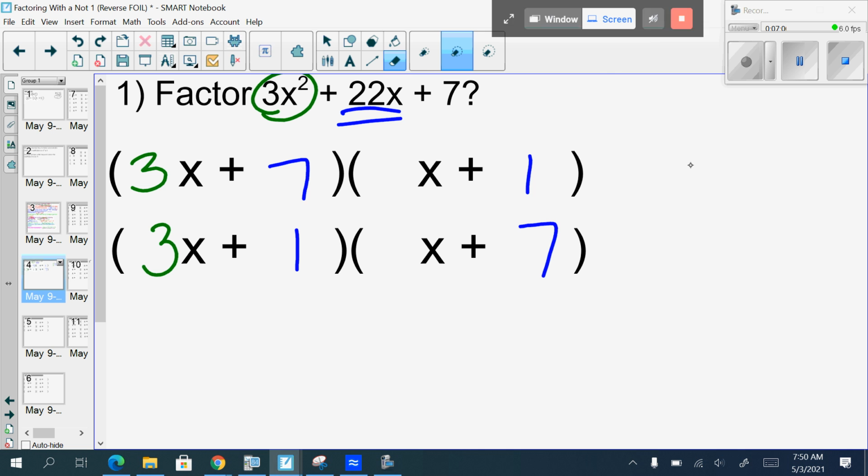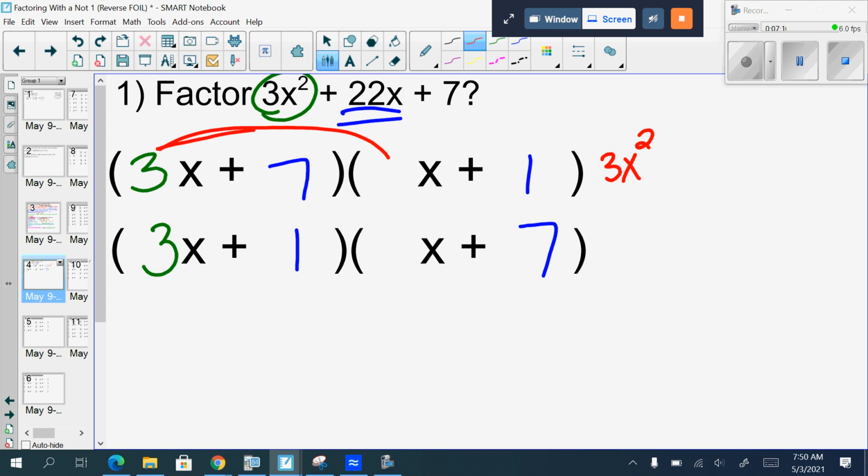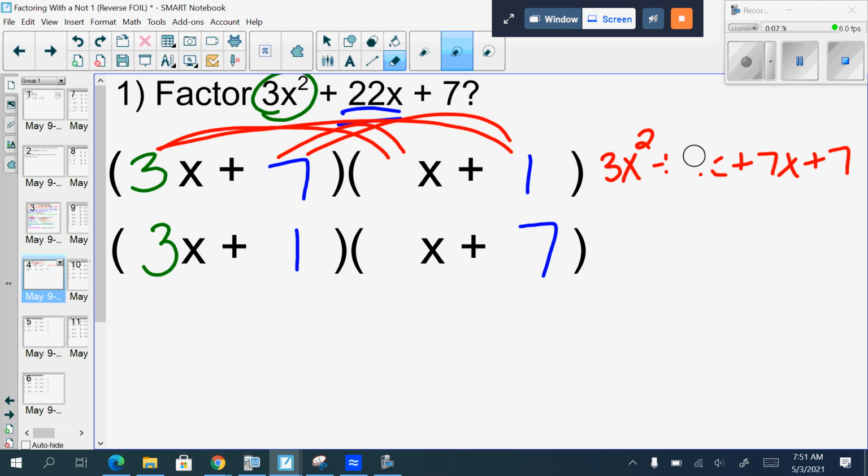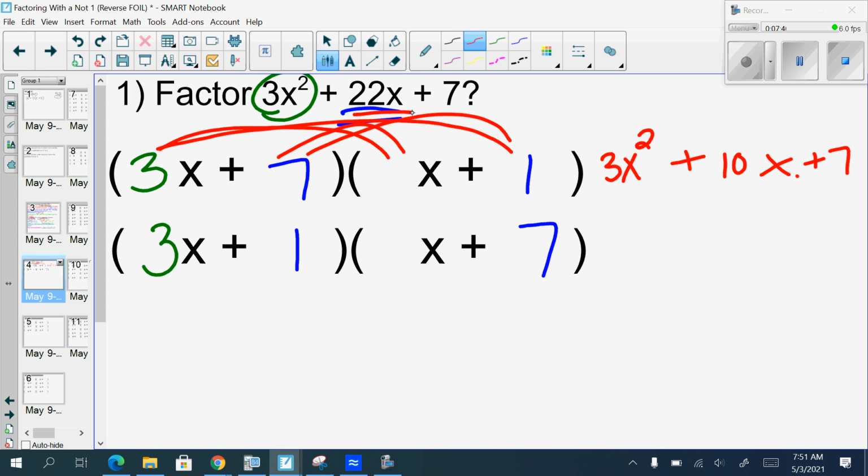So let's go through this and let's FOIL each one of them out now to see which one's the right answer. So here we have 3x times x, which is 3x squared. Outer, 3x times 1 is going to give you 3x. Inner, 7 times x is 7x. Last, 7 times 1 is 7. So then combine your middle terms. 3x plus 7x is going to give us 10x, right? That's not what we're looking for. We're looking for the middle term to be 22x. So hopefully the second one is going to work.